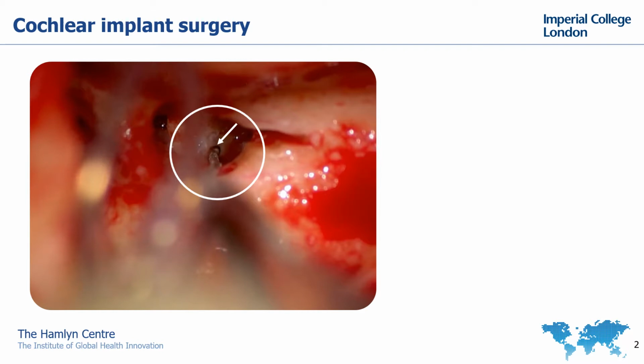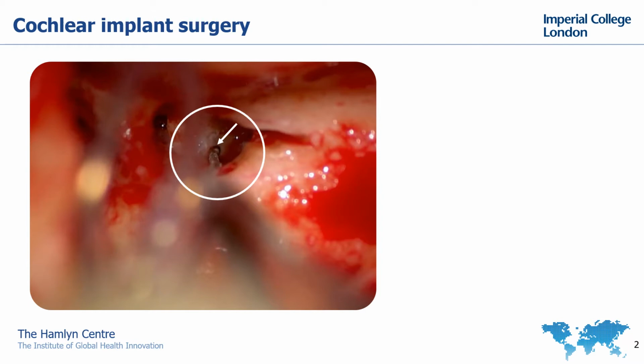Our research is based on cochlear implants. These are the most effective treatment for sensorineural hearing loss. One of its most critical components is a very tiny electrode array which is placed in the scala tympani, one of the helical chambers of the cochlea that we can find in the inner ear.